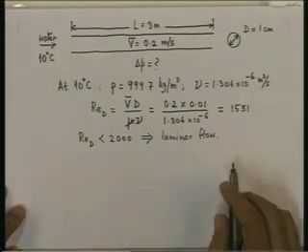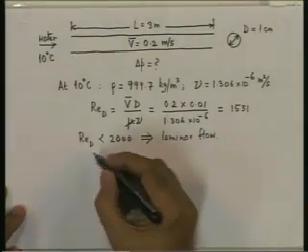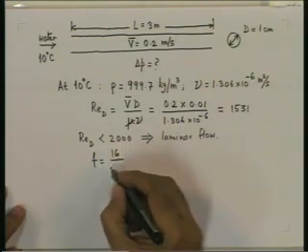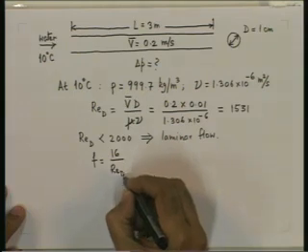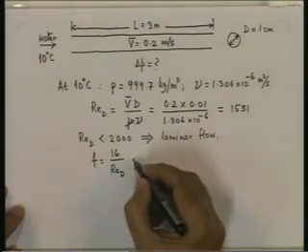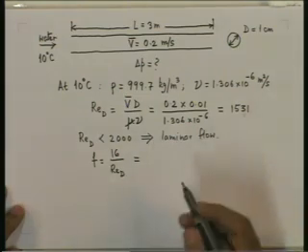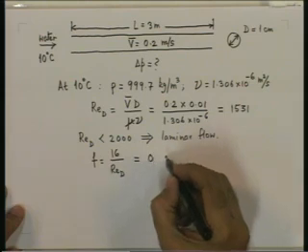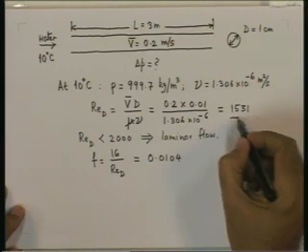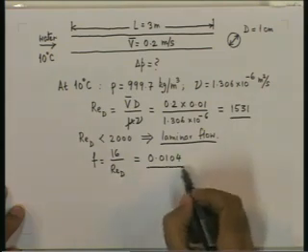Now since the flow is laminar and since we have assumed fully developed flow, we can use this simple relation f equals 16 by Re_D to determine the friction factor. Substitution of Re_D equal to 1531 gives us a friction factor which is 0.0104. So first we have determined the Reynolds number, then we have determined that the flow is laminar, then we have determined the friction factor.